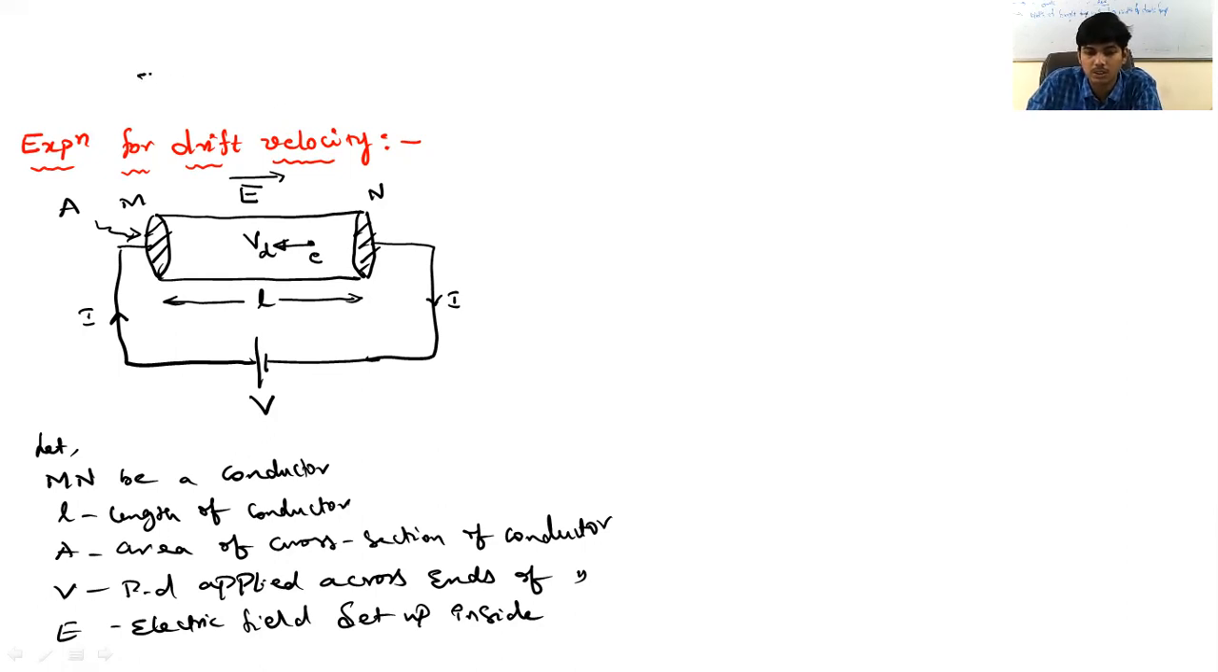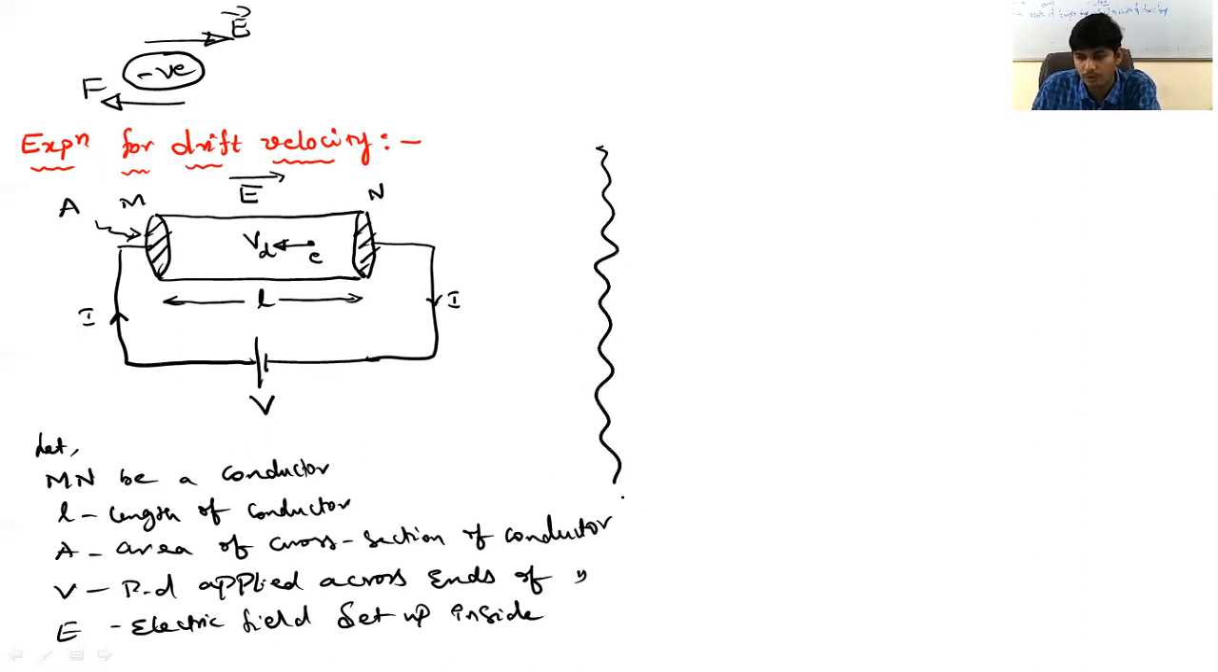Negative charges, the electron is a negatively charged particle. Negative charges always experience a force in a direction opposite to the direction of the electric field. Electrons or negative charges generally experience force in the direction opposite to that of the electric field. So the electron is now experiencing a force in the direction opposite to the electric field set up inside the conductor.